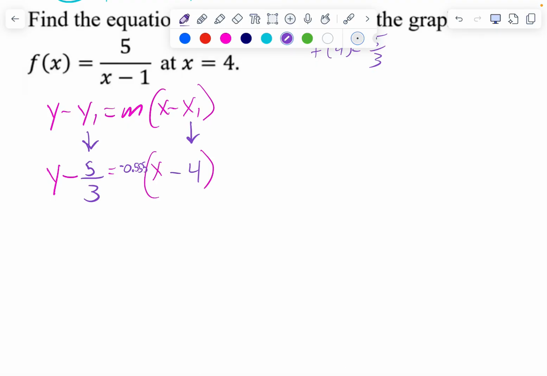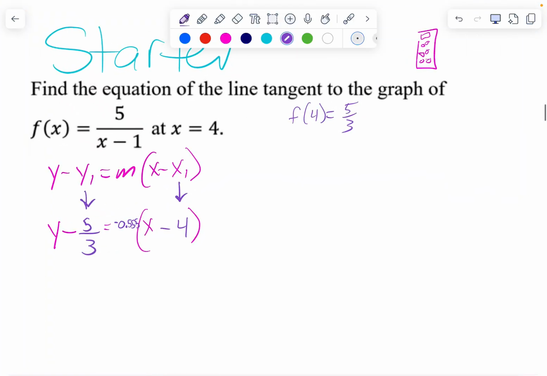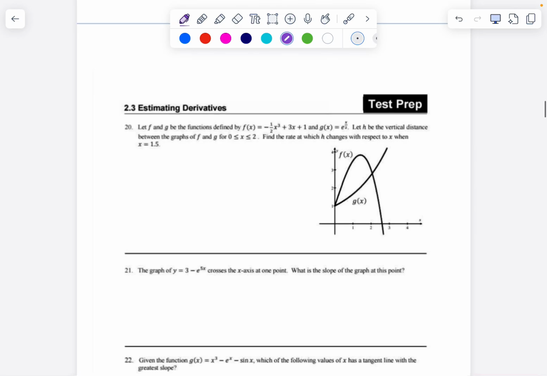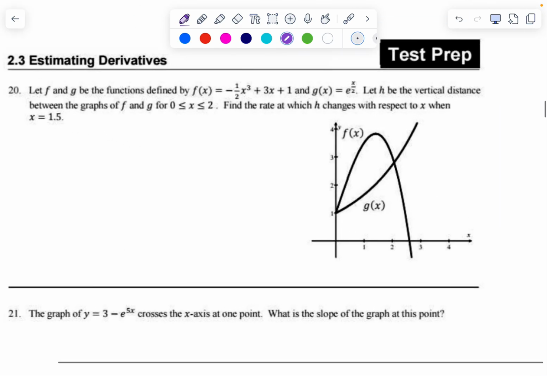How'd that go for you? Any questions from the homework? Yes. Question 20. All right, let's go look at that. It's really one. 20, is it this one? Yeah. Okay. They're not really.